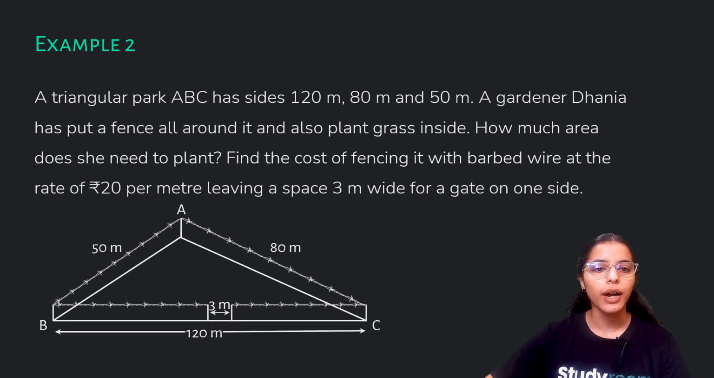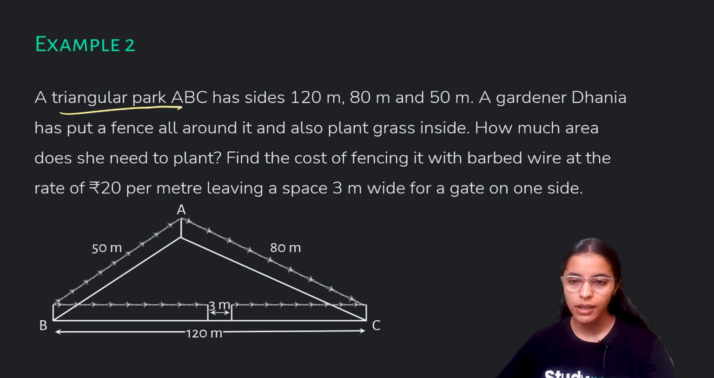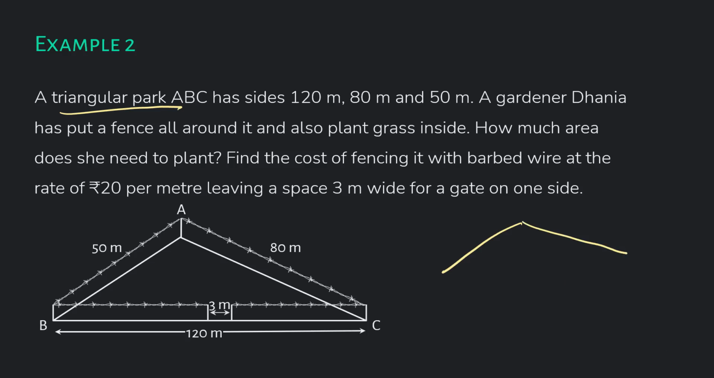Now let us move on to our example number 2. Here it is given that there is a triangular path. So let us first draw a rough outline. There is a triangular path like this, whose one side is 120 meter, sorry, not centimeter. And the other side is given as 80 meter. Then it is 50 meter. So this is our triangle.